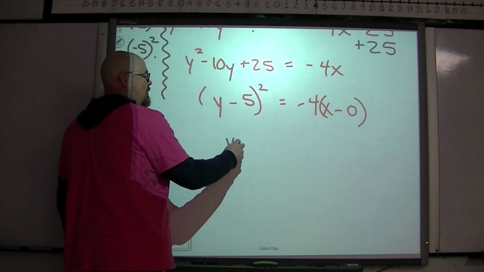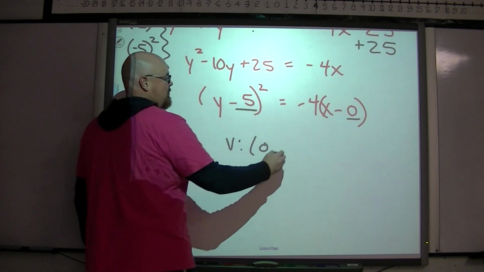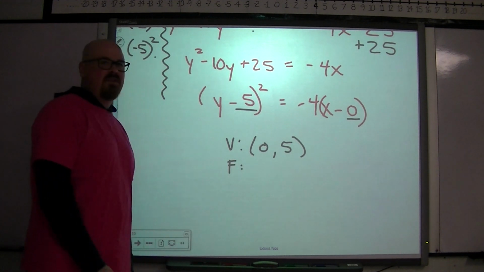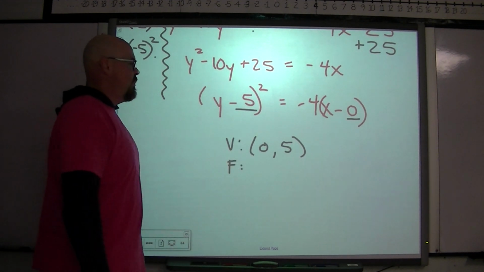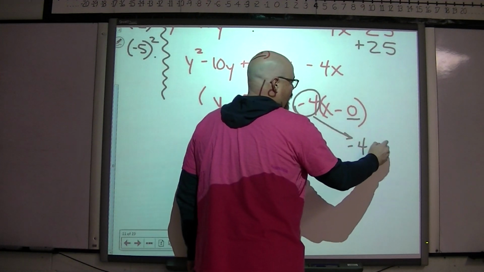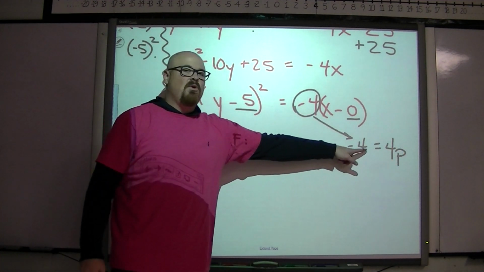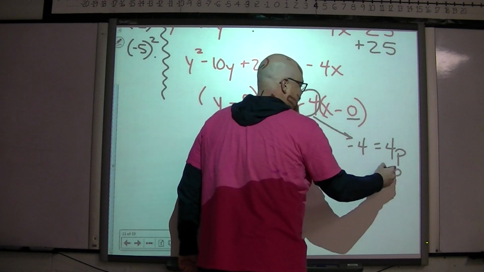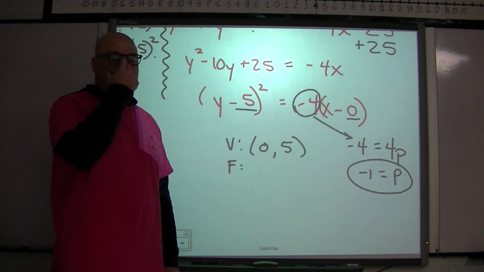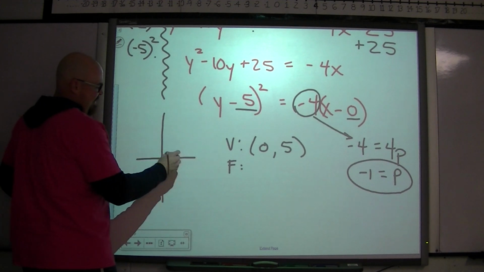What's the vertex? The vertex is whatever I'm subtracting from x and whatever I'm subtracting from y. The focus is p units away from the vertex. Where's p? Don't laugh. This is 4p, right? Whatever the coefficient is for x, that's equal to 4p. So p in this case is equal to -1. That's going to tell me where the focus is. Remember, a picture is worth 1,000 words, right? Let's draw our little sketch over here. The vertex is at 0, 5.